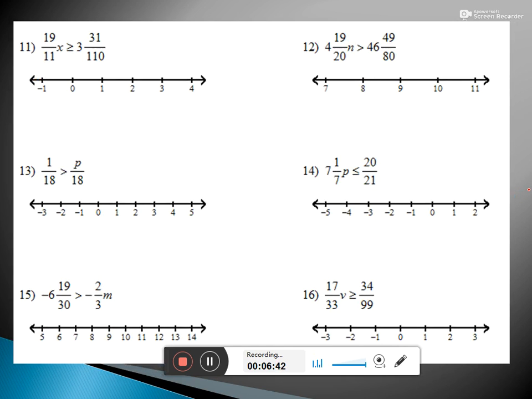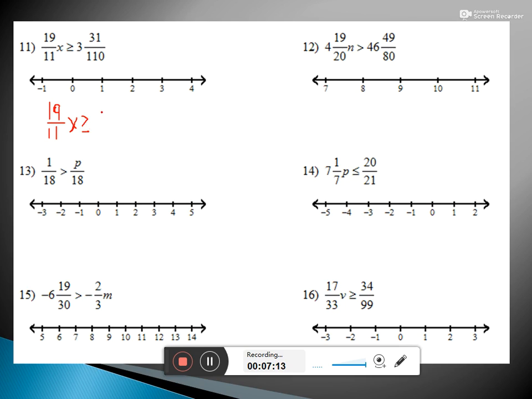Okay, on the very back page of your packet, so this is page 6, we now have fractions and decimals. Again, a fraction is just a number. We're not going to let it mess with us. And we're going to look up here at number 11. With number 11, we have 19 elevenths times x. Right, a number in front of a letter is still multiplication. And that is greater than or equal to 3 and 31 over 110.